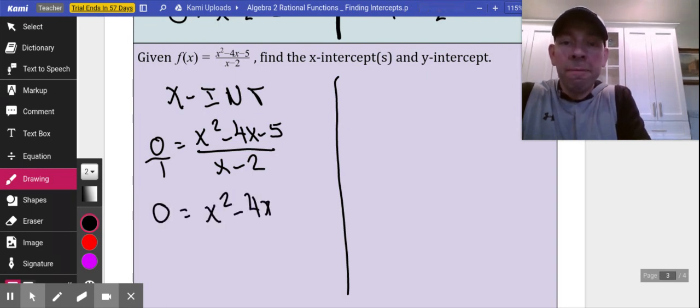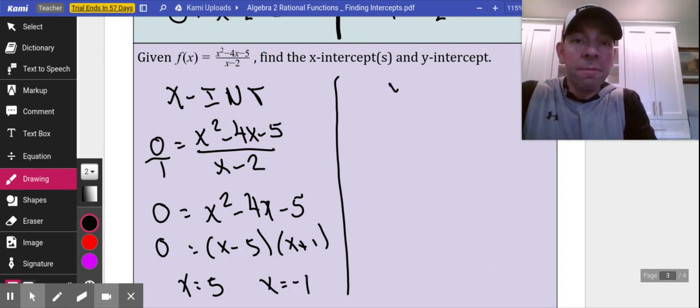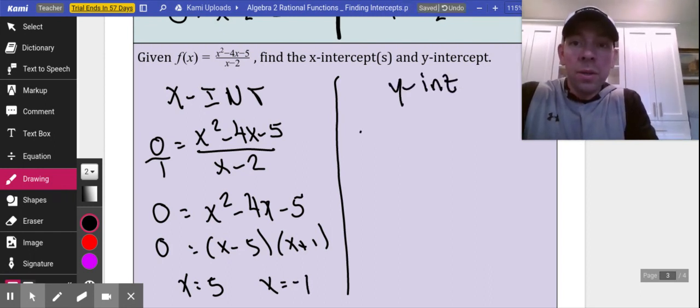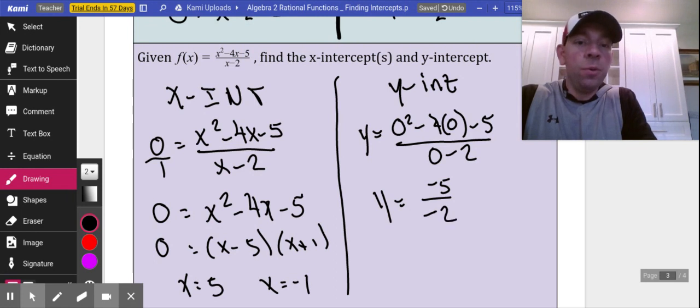I'm going to go ahead and factor x^2 - 4x - 5 into (x - 5)(x + 1). I think that works. So I'm getting two x-intercepts, one at x equals 5 and one at x equals negative 1. For that y-intercept, we'll substitute a 0 for all the x's. So I got (0^2 - 4 times 0 - 5)/(0 - 2). That's going to make negative 5 over negative 2, which simplifies to 5 halves or 2.5.